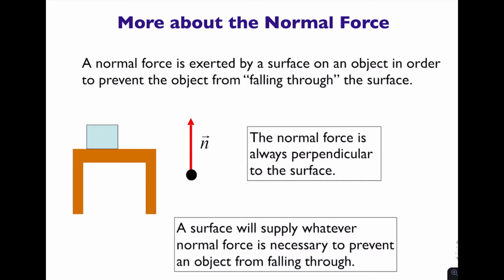So what that means is a surface will supply whatever normal force is necessary to prevent an object from falling through. And this is sort of in opposition to the weight, because the weight is going to be the mass, which is a non-changeable thing, times g, which is a constant, right? So mass times g, weight always stays the same. Normal force is adjusted, right?